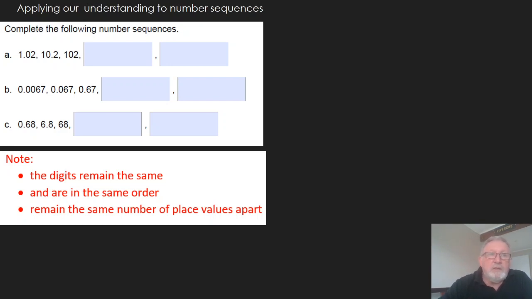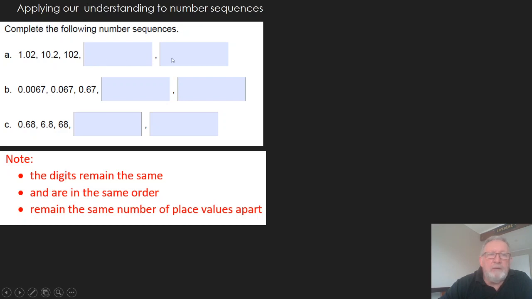Now here, you're actually applying your understanding a little bit further, and you're applying it to see if you can work out a number sequence. It's no different really, because to go from 1 and 2 hundredths to 10 and 2 tenths, the digits are the same, so we've multiplied it by a power of 10. So indeed, it has moved one place larger. The 1 here is in the ones. That's the ones place there. It's gone up one place value. Again, gone up one place value.